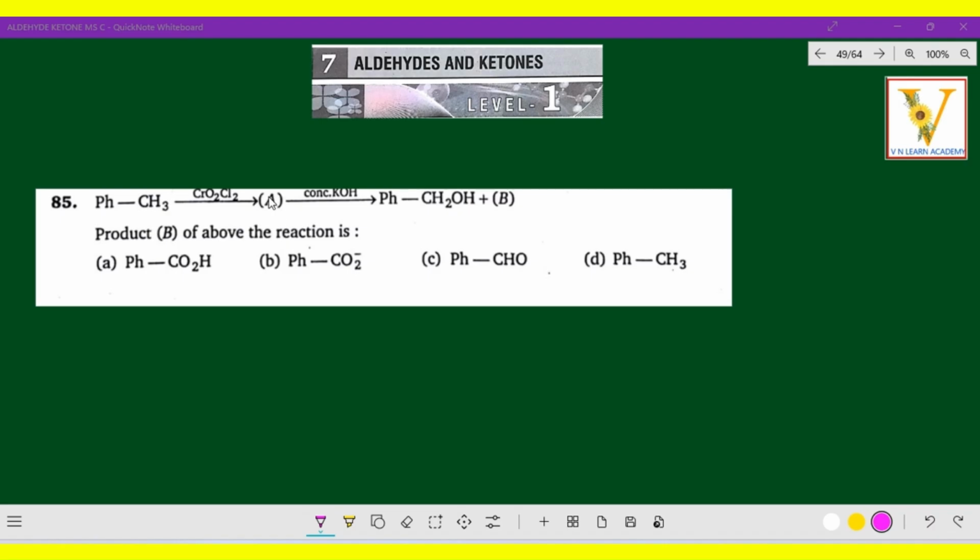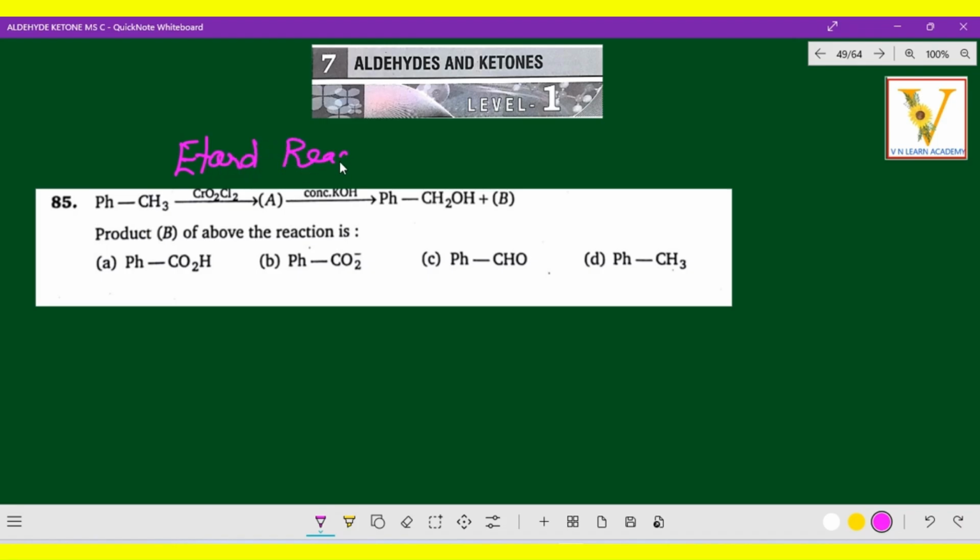Now here you get compound A, and then concentrated KOH. Even here there is one more naming reaction available. Dilute KOH, concentrated KOH. I hope you now have the idea of the two famous naming reactions. You get product A, and another product, B, which we have to find out. This is very simple: toluene combined with chromyl chloride is the Etard reaction. What do we call it? This is the Etard reaction.